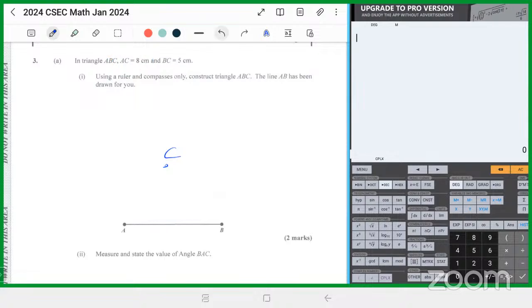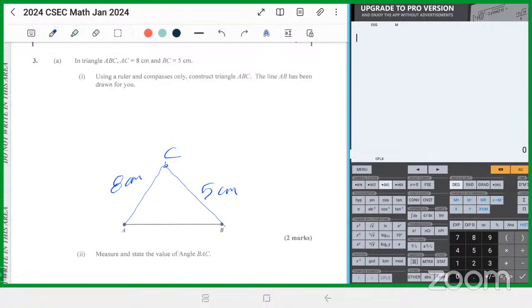AC is 8, so we know that this line has to be 8 centimeters. And BC is 5, so this line has to be 5 centimeters. This is just me sketching it out. So we need a line from here that is 8 centimeters, and we also need a line from here that is 5 centimeters. And where those two lines meet, it's going to be C. So we have to construct it.